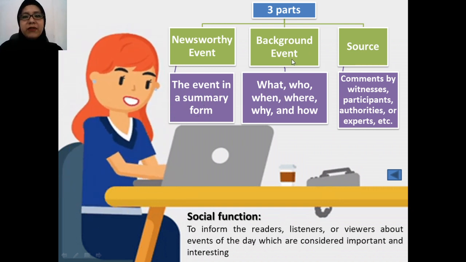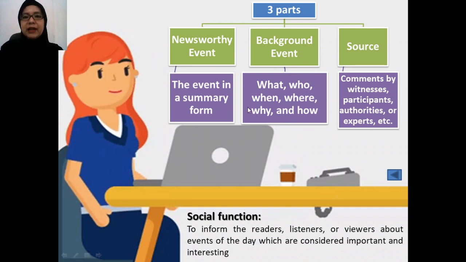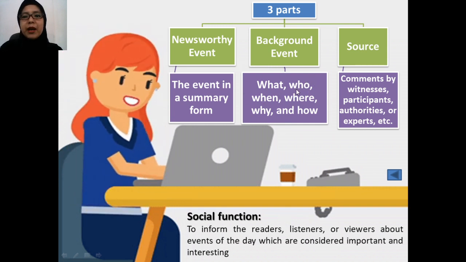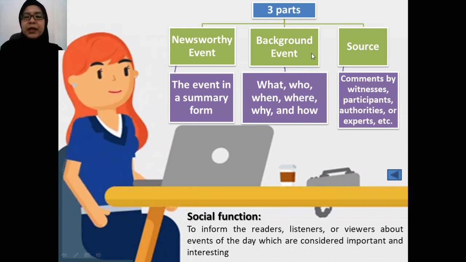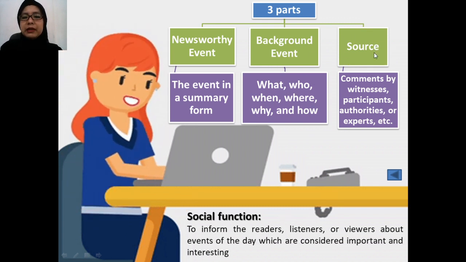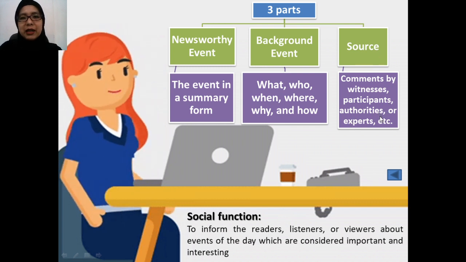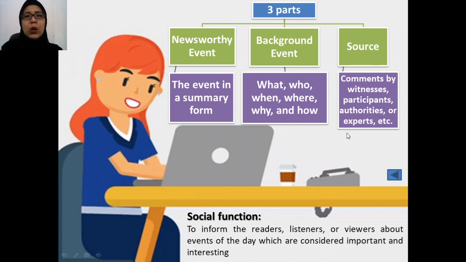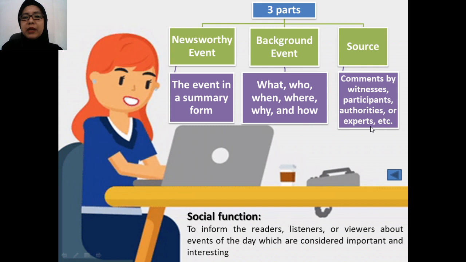Berikutnya adalah background event, yaitu detail kejadiannya, apa, siapa, kemudian kapan, di mana, mengapa, dan bagaimana. Sudah tentu ya, ini merupakan detail. Terakhir ditutup biasanya dengan source atau sumber. Source is comments by witness atau saksi mata, participants, orang yang terlibat, authorities atau pihak berwajib, atau experts, para ahli. Nah, seperti itu.